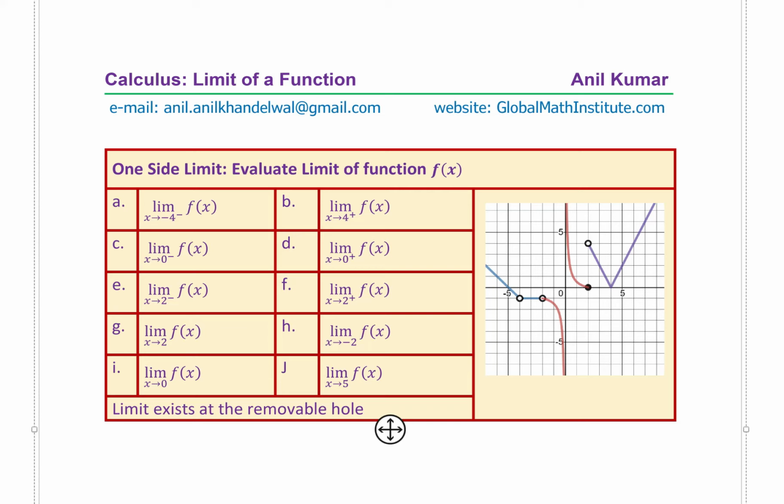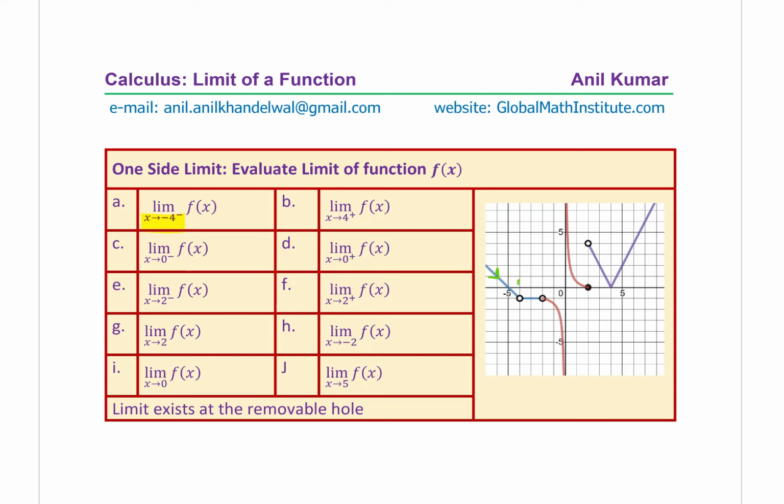Always remember, when you calculate a limit, you have to approach from both sides, left and right. Now, pay attention to what is really written. The very first question, A, is the limit of f of x when x approaches minus 4 from the left side. So we are approaching from the left side. You get the idea? On this particular graph, we are approaching from the left side.